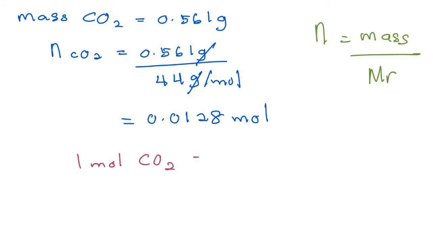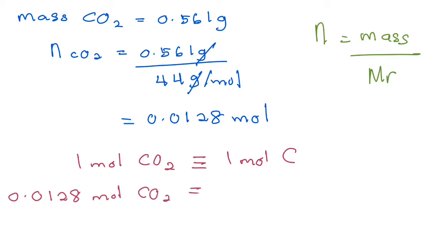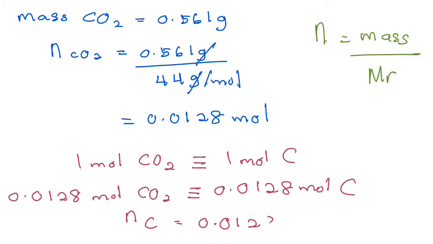Once you get the number of mole of carbon dioxide, you can write a comparison, which is 1 mole CO2 is equal to 1 mole C, which is carbon. Since you have 0.0128 mole carbon dioxide, meaning that you also have 0.0128 mole carbon. The number of mole carbon that we have is 0.0128 mole. Can you identify the mass of carbon?